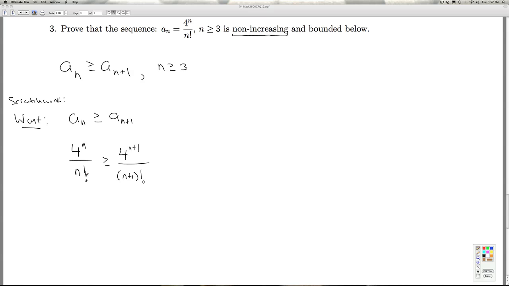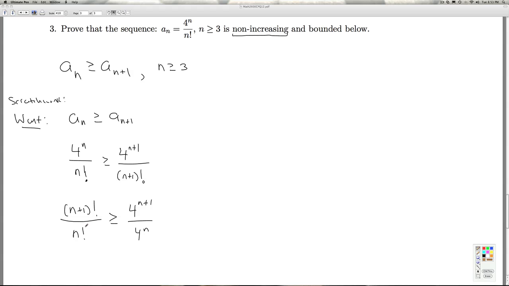I'm going to gather all the exponential parts on one side and all the n's on the other. So I'm going to multiply both sides by (n plus 1) factorial and divide both sides by 4 to the n. Since n represents a natural number bigger than or equal to 3, everything I'm manipulating here are positive numbers. So that means I don't have to reverse any inequalities. So this inequality is equivalent to that inequality, and now I simplify the ratio of factorials.